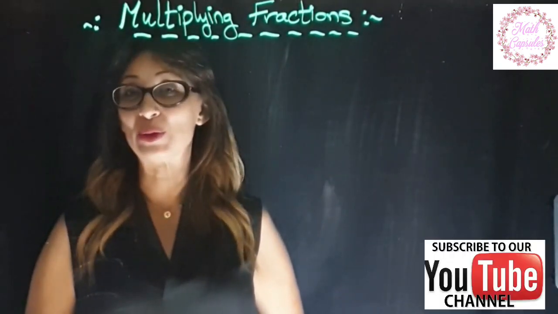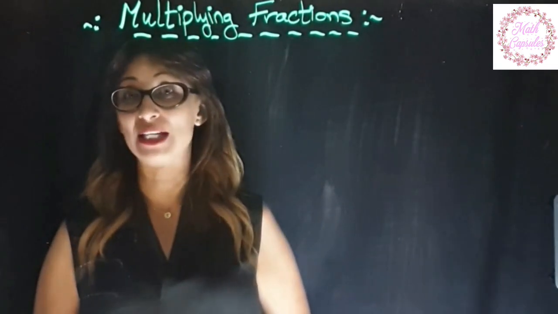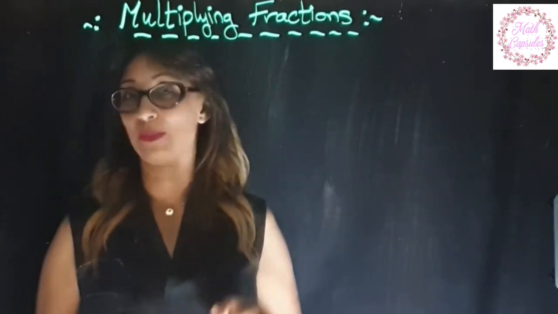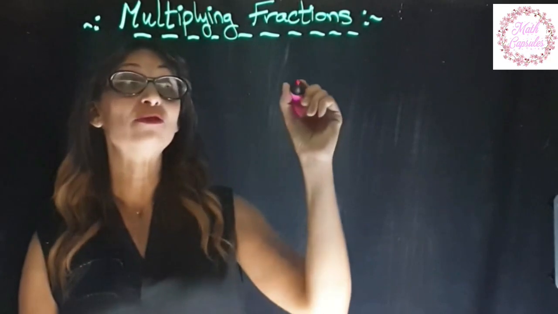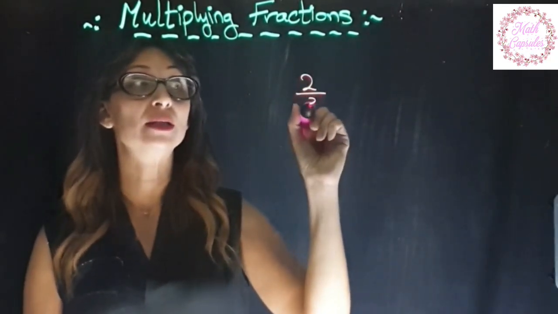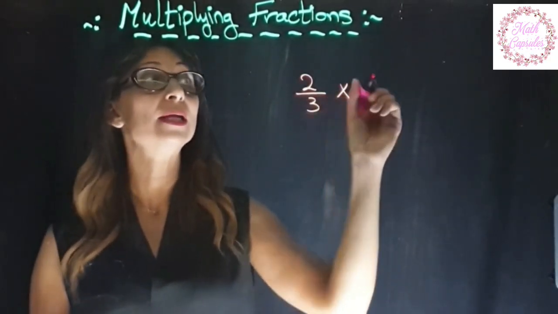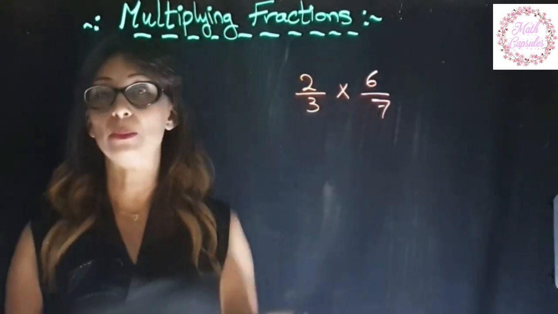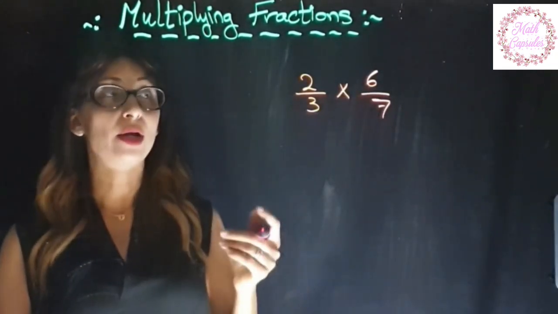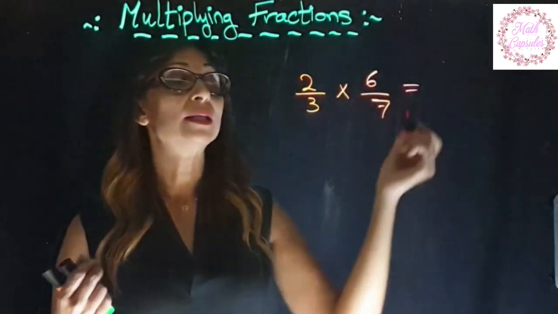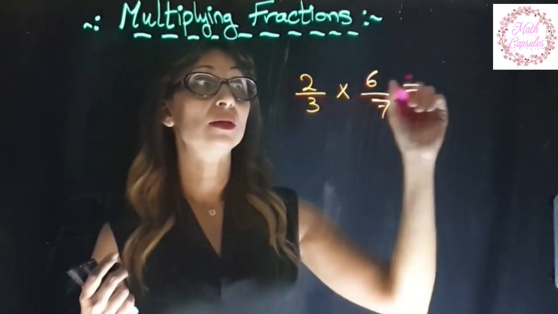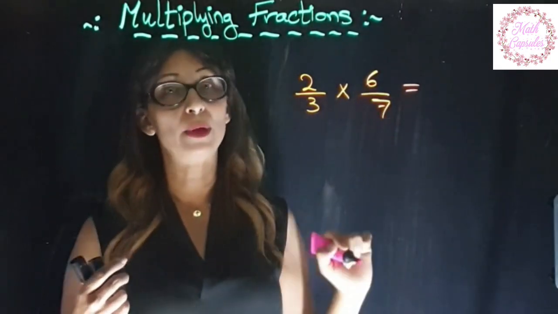video, I'm going to show you how to multiply fractions and find the simplest form of the answer in just 2 steps. So, for example, if we have 2/3 multiplied by 6/7, how can I multiply these two fractions? Okay, we know that if we multiply fractions, we should multiply numerators and we also multiply denominators.